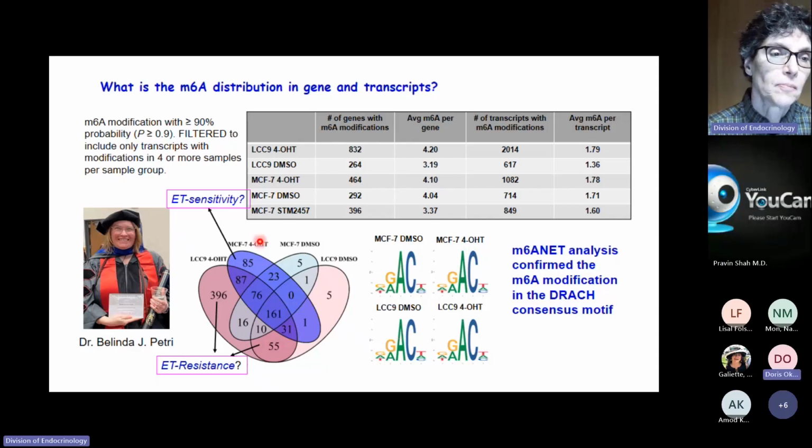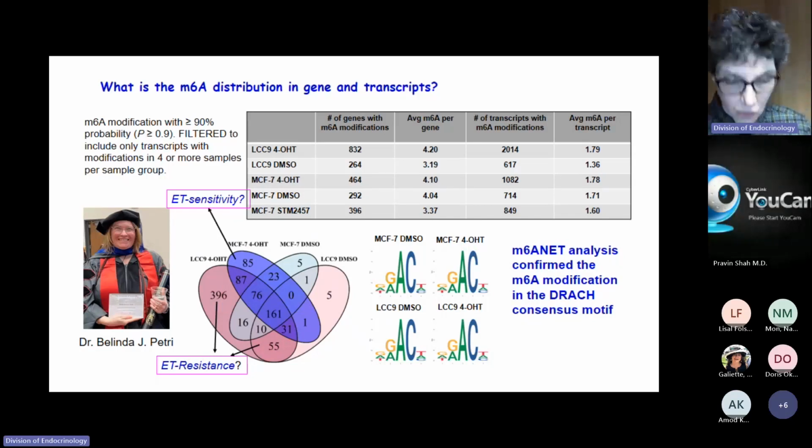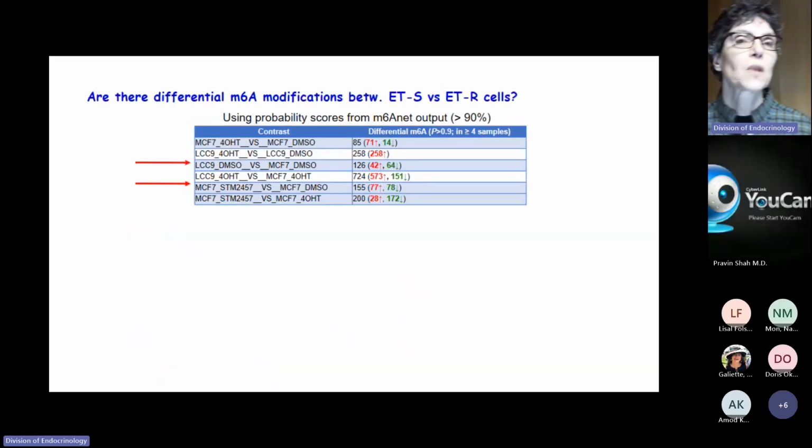And then Belinda put together a Venn diagram to look at those transcripts that are common versus different in the different treatment groups. And so we can imagine that these 85 m6A decorated transcripts might be involved in endocrine sensitivity, and these might be involved in endocrine therapy resistance. And we'll get into that as we go on.